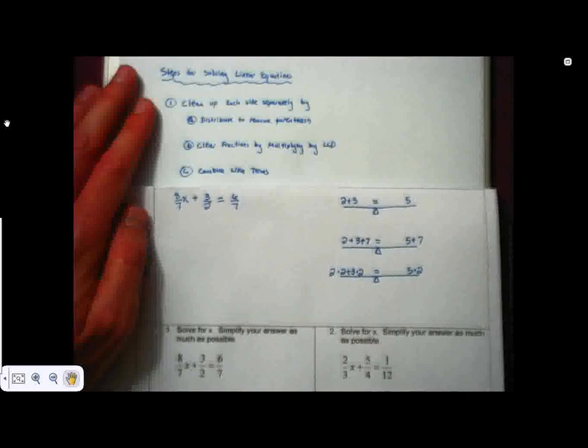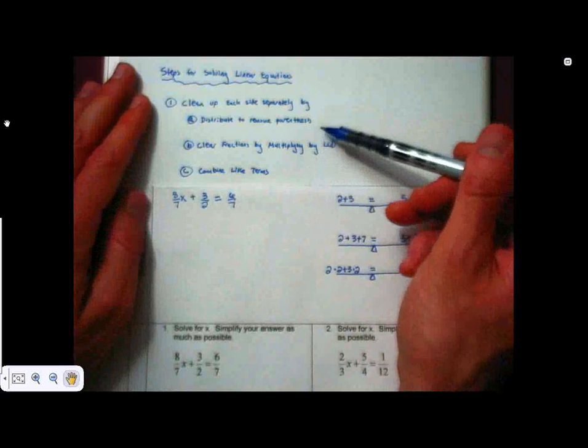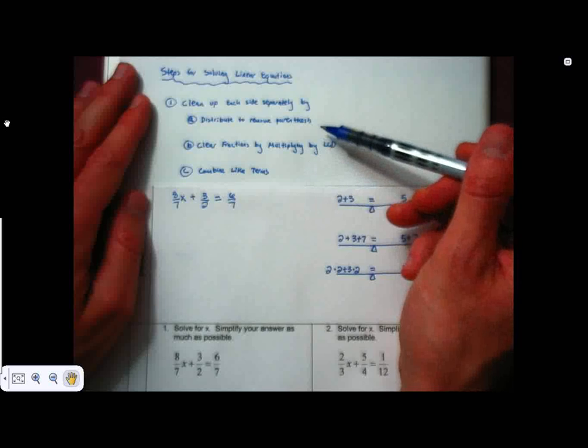If you haven't watched my video yet on solving equations with multiple steps, this is actually the same list that I used in the previous problem. My first step for solving linear equations is to clean up each side. Again, these steps are not necessarily in a set order, and they may not be applicable to every problem, but we're going to see if they apply to this particular problem.